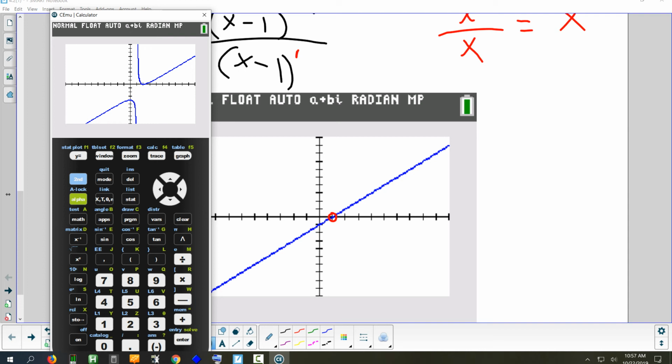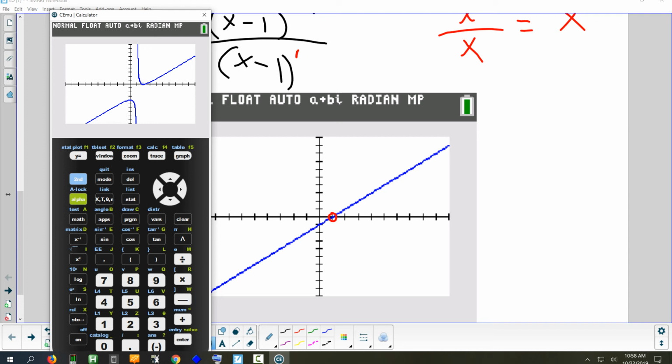And does anybody remember what we call what's in there? Yep, it's a vertical asymptote. This also has what we call a slant asymptote. We're not going to talk about that today. But we are going to talk about verticals and horizontals.